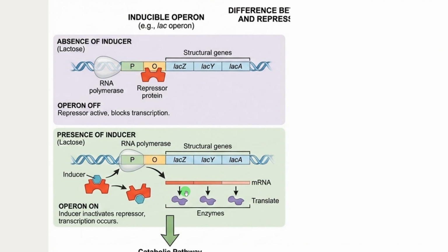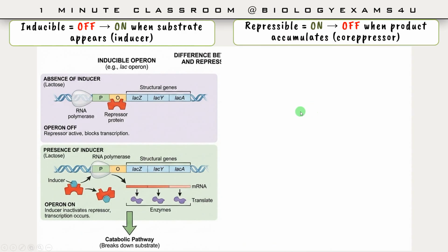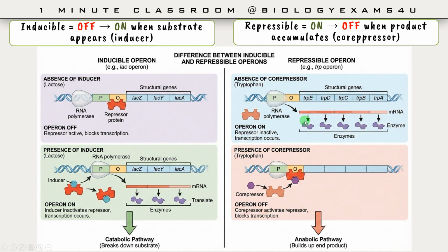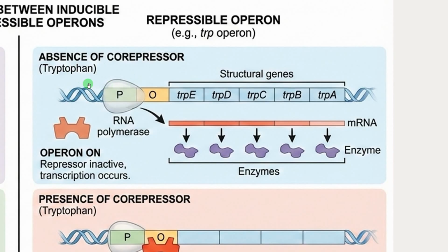Classical example for a repressible operon is the Trp operon or tryptophan operon. In this operon, it is generally on. As you see, RNA polymerase proceeds and transcribes the structural gene. Repressor is inactive, so transcription is happening in normal condition.